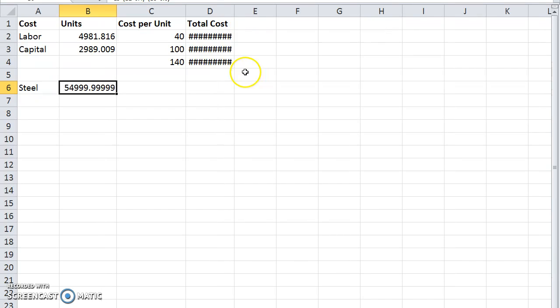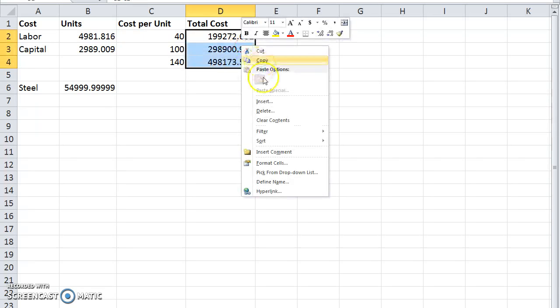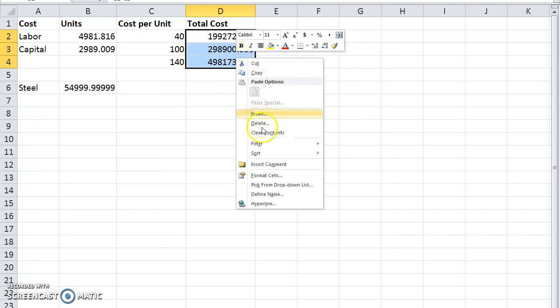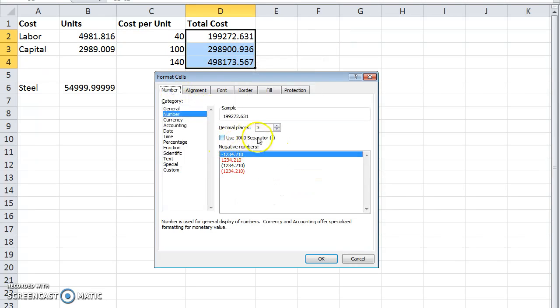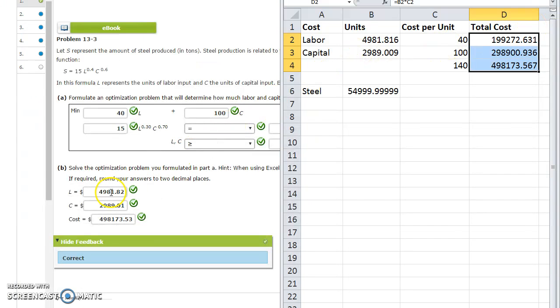Let me go back to the formulas. Somehow this isn't displaying, so maybe the cells are just not wide enough. Okay, there we go. Since the answer is required in 2 decimal places, what you may want to do is select the format cells option, go to number, and choose 3 decimal places. I put it on 3 so I could see what to round to for 2. And you can see that I got 4,981.82 from cell B2.